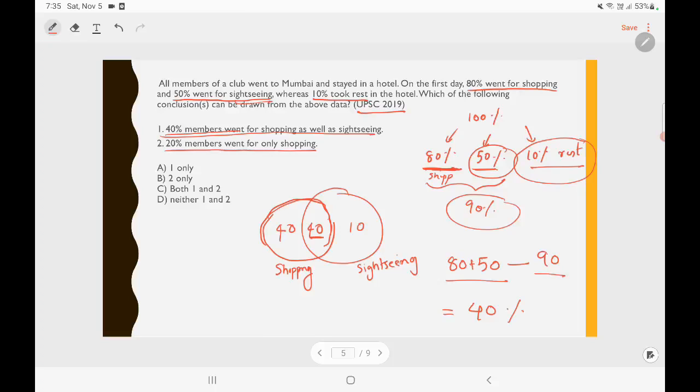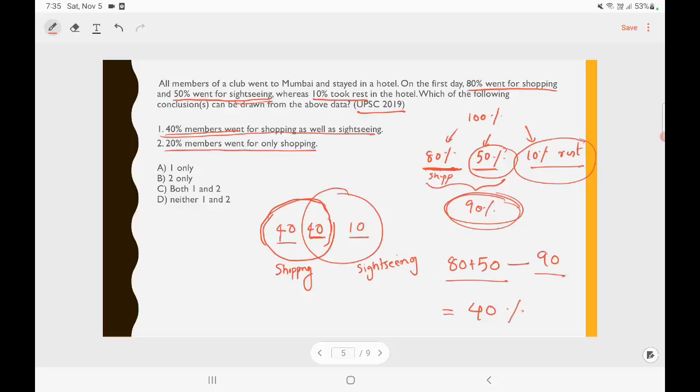So after drawing this diagram, you can do a check. If you add all these things, 40 plus 40 plus 10, you will get 90. That means 90% people went out. So just check whether it is correct. That means you have drawn the diagram correctly, because you are getting total 90% people went out.